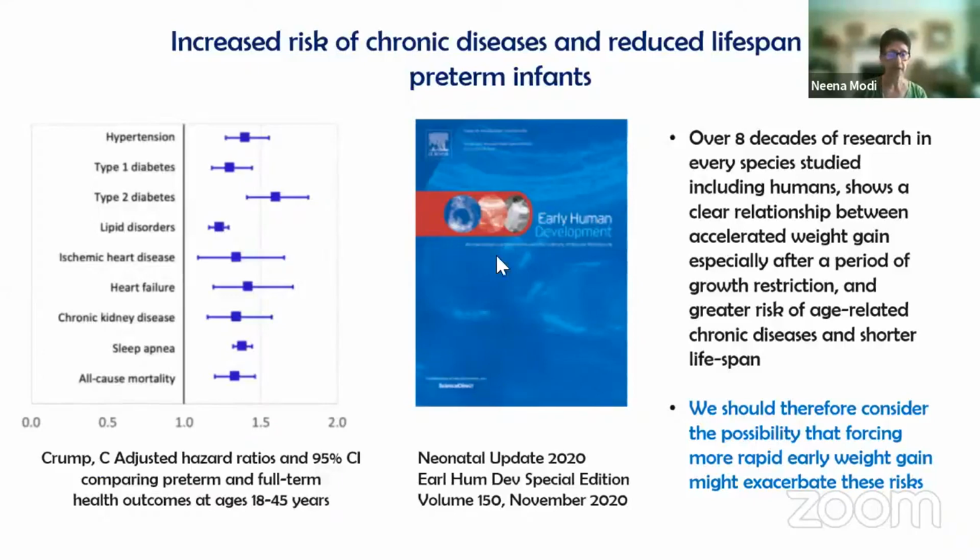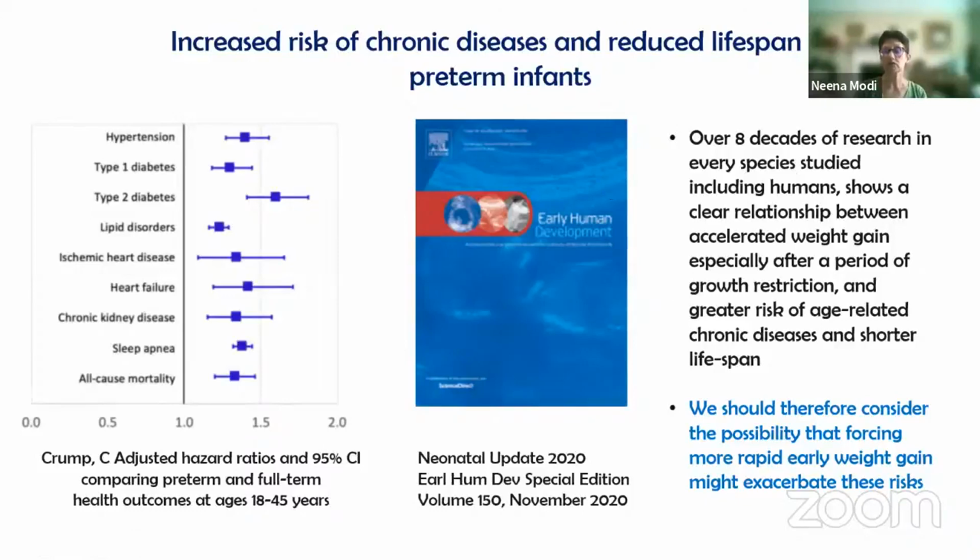Casey Crump, who has published a lot of work in this area, did a very nice summary review, which was published in the Neonatal Update 2020 special edition of Early Human Development in November. It shows increased odds ratios for pretty much every chronic non-communicable disease you could think of, including a greater risk of all-cause mortality, a reduction in longevity in preterm babies. And so we should really consider the possibility that forcing more rapid early weight gain might exacerbate these risks.